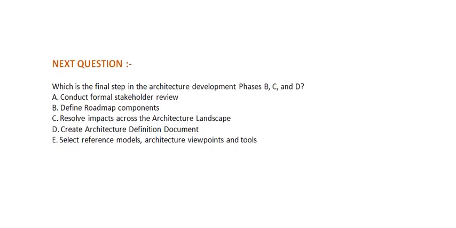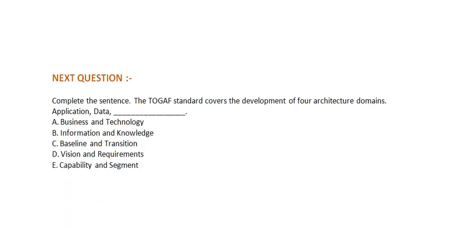Next question is, which is the final step in the architecture development phases B, C, and D? Option A, conduct formal stakeholder review. Option B, define roadmap components. Option C, resolve impact across the architecture landscape. Option D, create architecture definition document. And option E, select reference models, architecture viewpoints, and tools. The correct answer is option D.